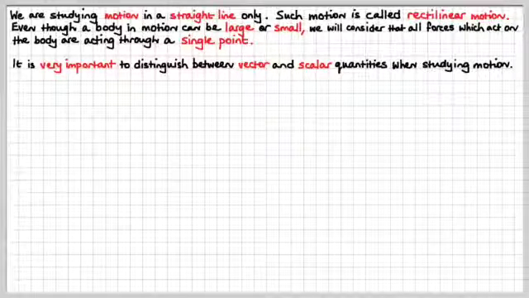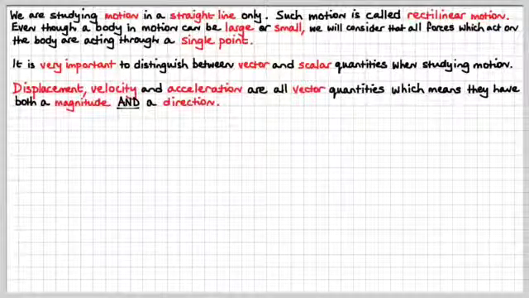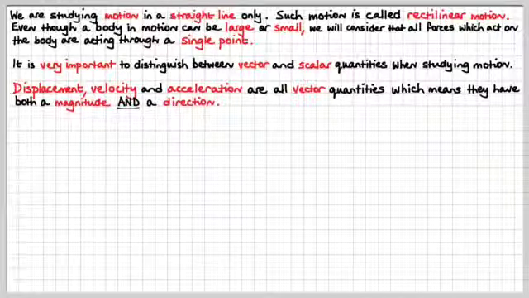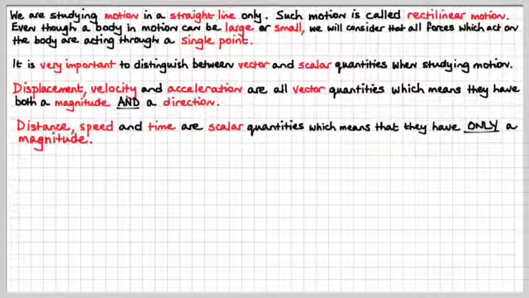Alright, it's very important to distinguish between vector and scalar quantities when studying motion. Displacement, velocity and acceleration are all vector quantities, which means they have both a magnitude and a direction. That's what a vector is, guys. Distance, speed and time, on the other hand, are scalar quantities, which means that they only have a magnitude, okay? They only have a magnitude.